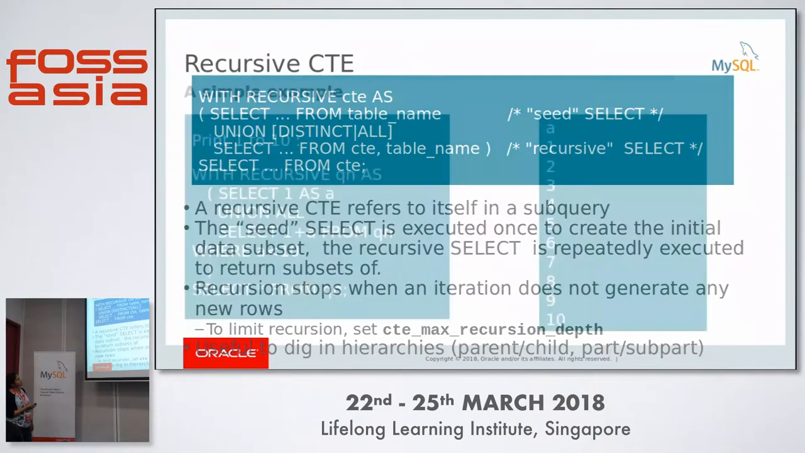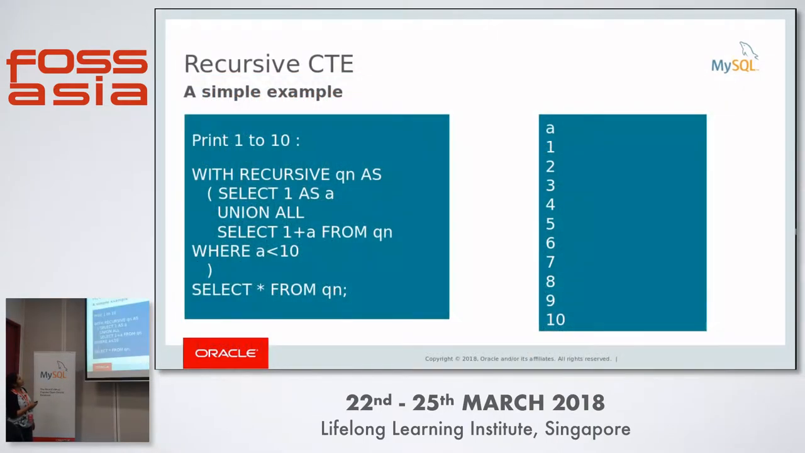I have a simple example here, printing 1 to 10. So how do you do that? With recursive, and you have your recursive CTE's name, select 1. The first seed select is 1, and then union all, and then you have select 1 plus A from this CTE. So it produces, and then you have your where condition. The first iteration will produce one row, the second iteration will have 1 and 2, the third iteration, until it breaks out at 10. And then you have your final actual select query using this CTE.